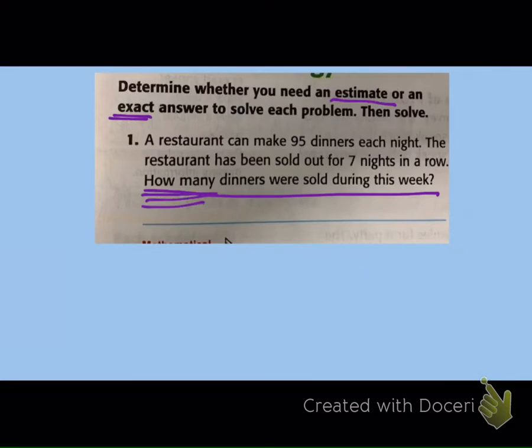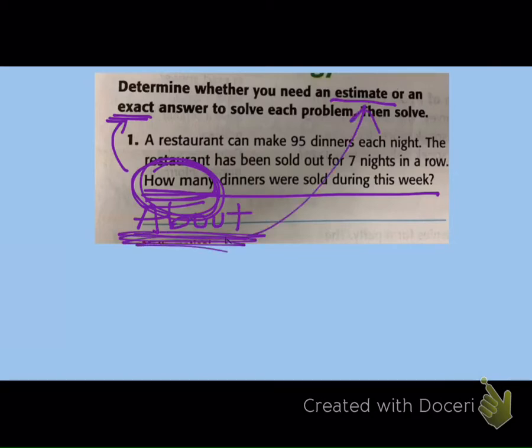My mind was thinking about. Had it been about, it would have been an estimate. This is exact. How many dinners? So yes, it is definitely going to be an exact. Okay? Had it said about, and I'll write it down, whenever you have that word about, that's going to be our estimate.